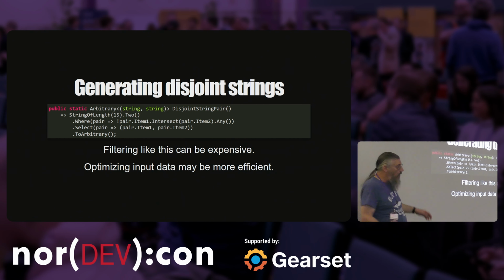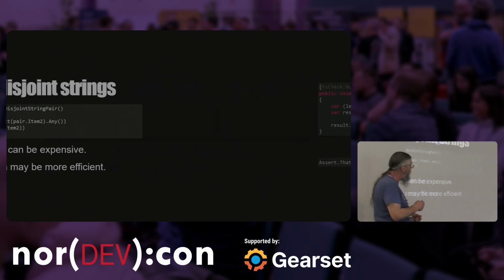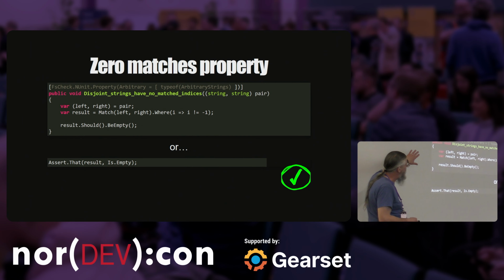Filtering like this can be expensive. It turns out it's not that. It was actually filtering only 1 in 1,000 from my strings of length 15, but I really am going to have to charge onward. About 0 matches.